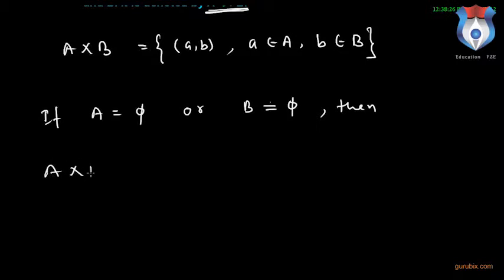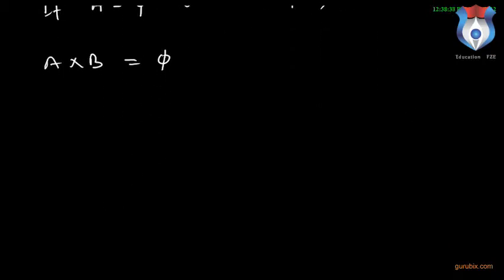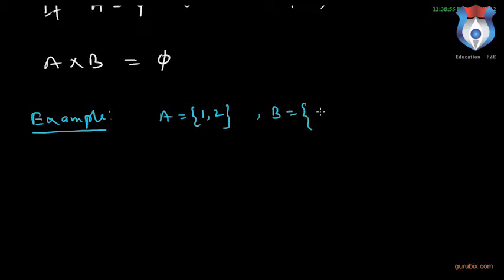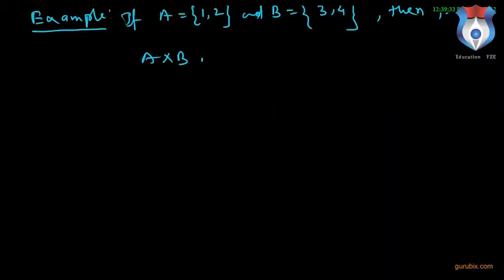And if set A is an empty set or B is an empty set, then A cross B is also an empty set. Let me give you some examples to make you understand in a proper way. Suppose we have A equals to {1, 2} and B equals to {3, 4}, and then we have to find A cross B. Suppose this is the question. Then how can we solve it?